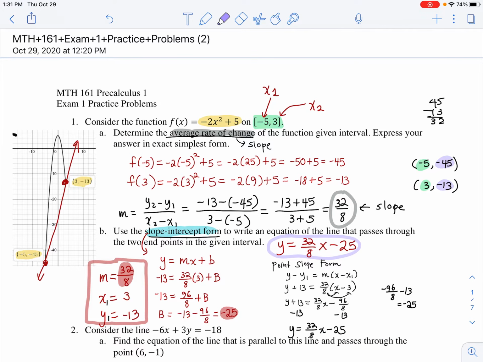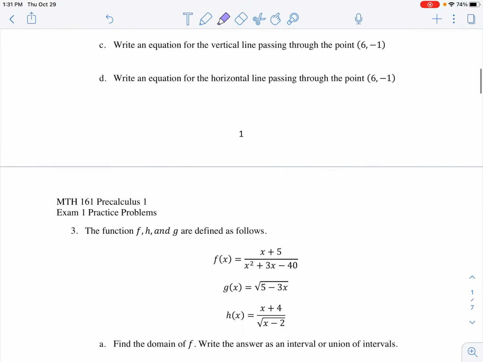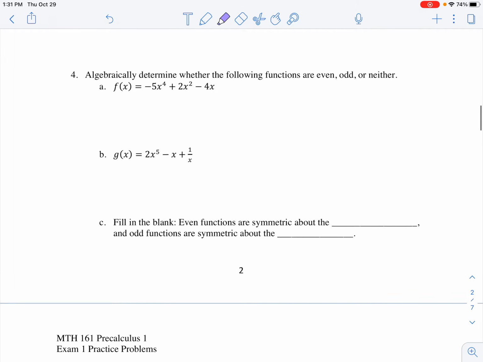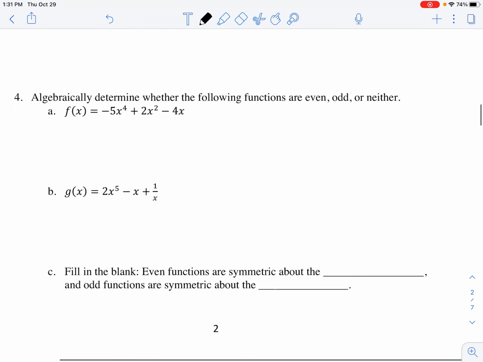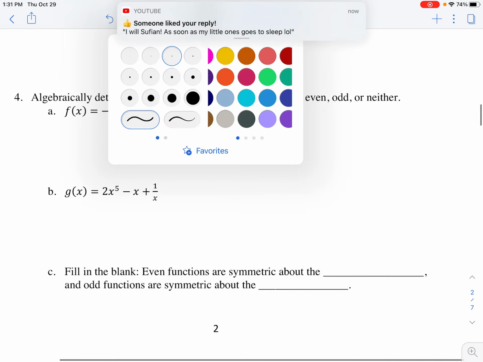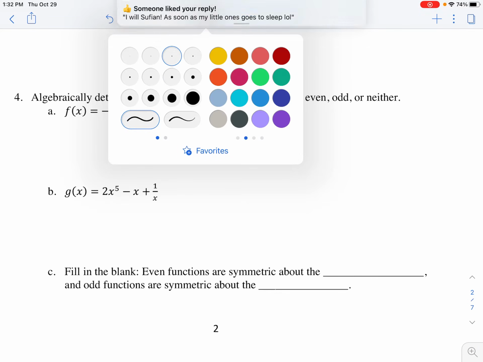Okay, in this video, I'm going to go over number 4 on Math 161, Pre-Calculus 1, Exam 1 practice problems. Number 4, let's take a look right here. Algebraically determine whether the following functions are even, odd, or neither. Now, remember we talked about how, well, I should probably do the bottom one first.